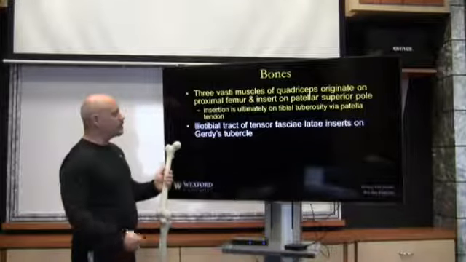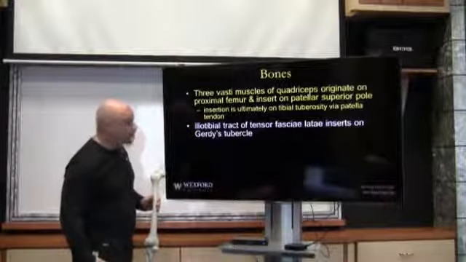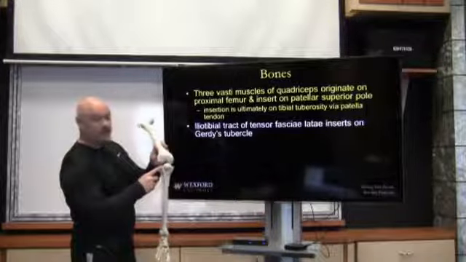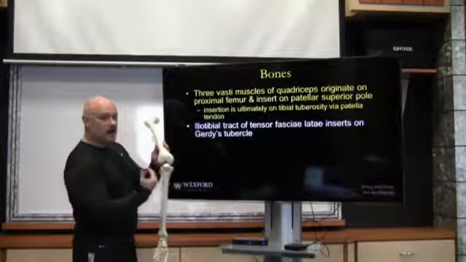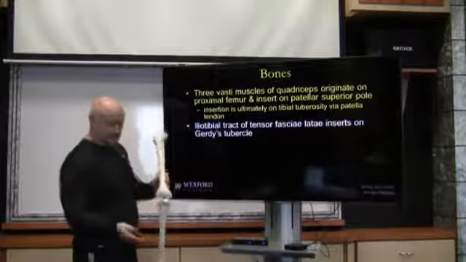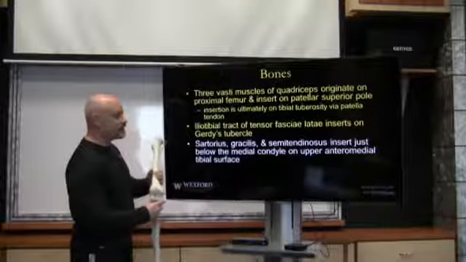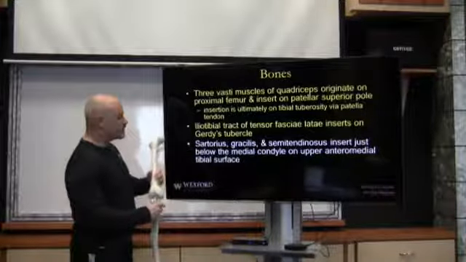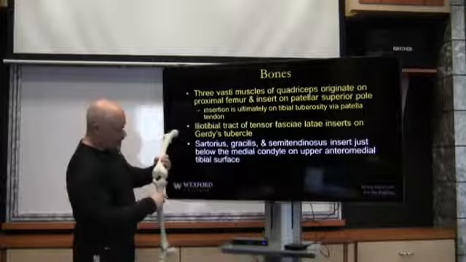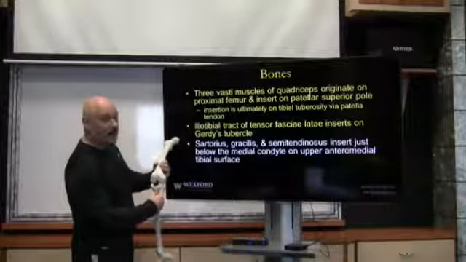Now the iliotibial tract, up in here, it's the connective tissue on the side of the leg, of the tensor fasciae latae, and it inserts on the Gerdy's tubercle. Remember that tubercle? Right on the outside, to the lateral side of the patella. It inserts right there. Now the sartorius, gracilis, and semitendinosus muscle insert just below the medial condyle on the upper and anterior medial tibial surface, right here on the front side.